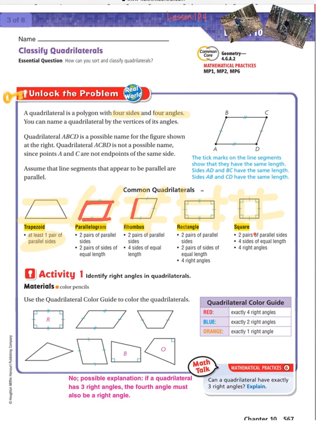So a pair would be here, equal lengths, another pair. That's my second pair, equal length. First pair, equal length, second pair, equal length. First pair, equal length, second pair, equal length.